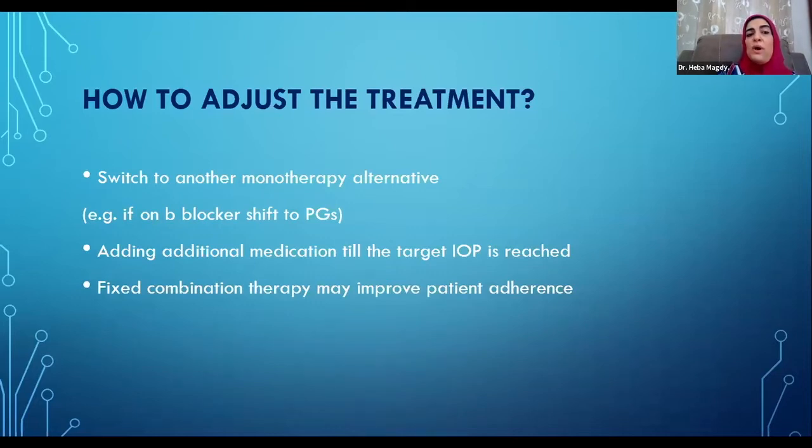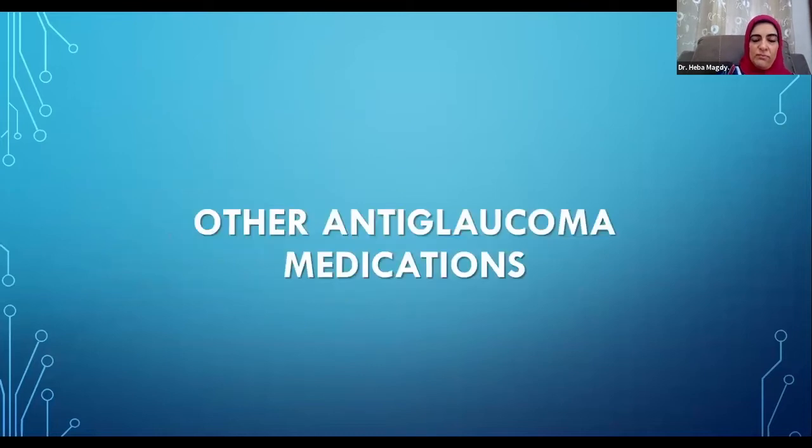First, switch to another monotherapy alternative. Example, if you were on a beta blocker, try to shift to prostaglandin. Okay. Then add additional medication one by one till the target intraocular pressure is reached. And here is the value of the fixed combination that may improve patient adherence. What are the other anti-glaucoma medications we can add to either prostaglandin analog or beta blocker or even both?